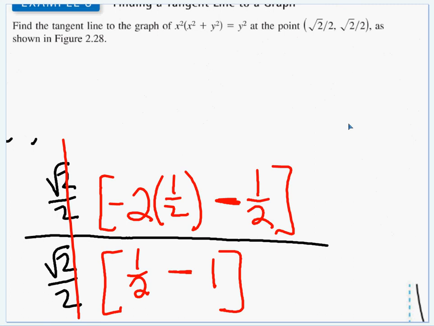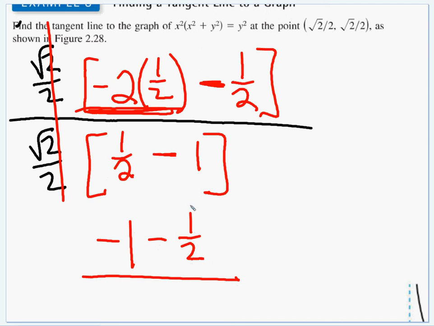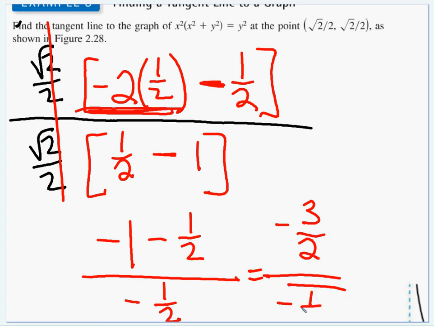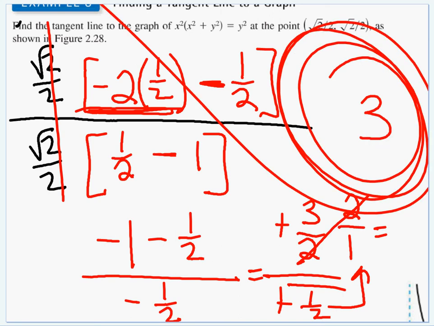So let's see what we're left with here. Minus 2 times 1/2, that's a negative 1, minus a half more. Denominator, 1/2 minus 1 is negative a half. So the numerator, negative 1 minus a half more, is negative 3/2, and that's divided by a negative 1/2. We can cancel the negatives and then invert and multiply. 3 over 2 times 2 over 1 is 3. There's our final slope.